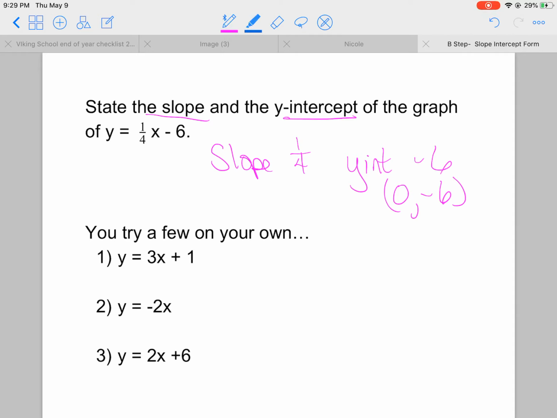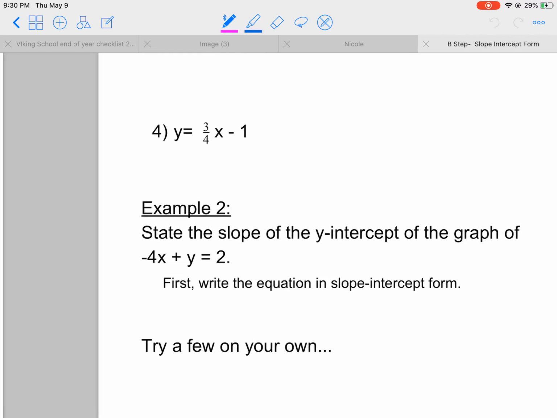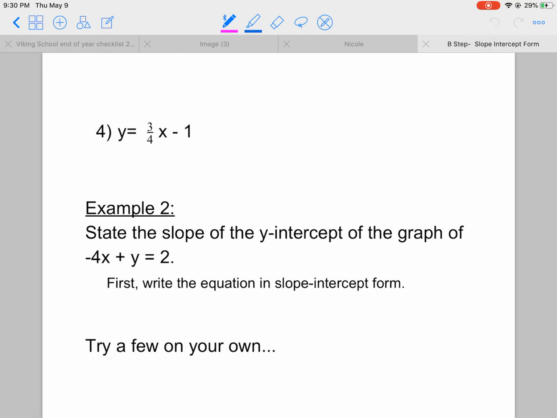I'd like you to try these on your own in the note check. They're all pretty easy. One thing that might look a little tricky is this one. You don't see a b. That's okay. Imagine if you don't see it, what do you think is there? That's pretty obvious when you really start to think about it. And for all of these equations, give us both the slope and the y-intercept. I don't think you'll have too much trouble with that.